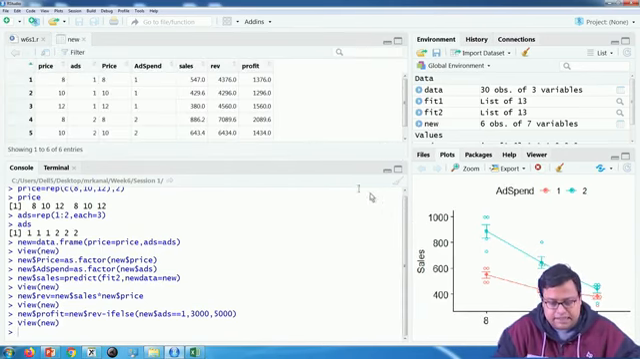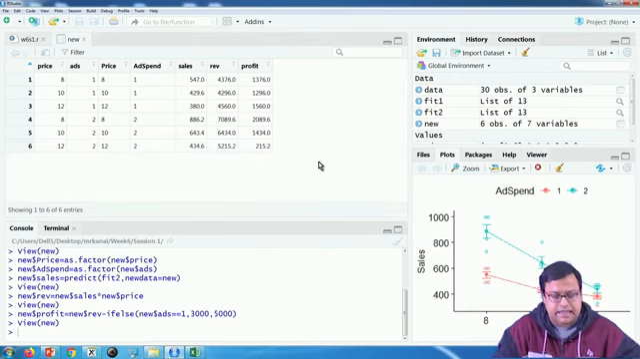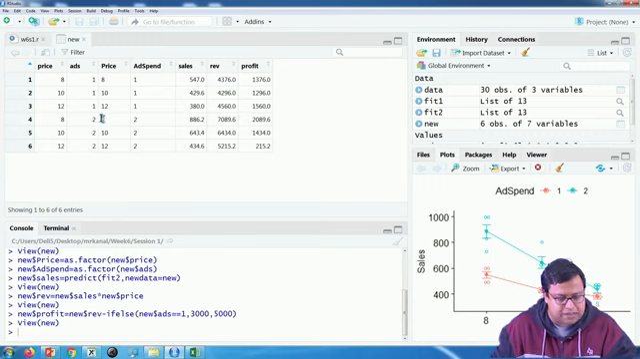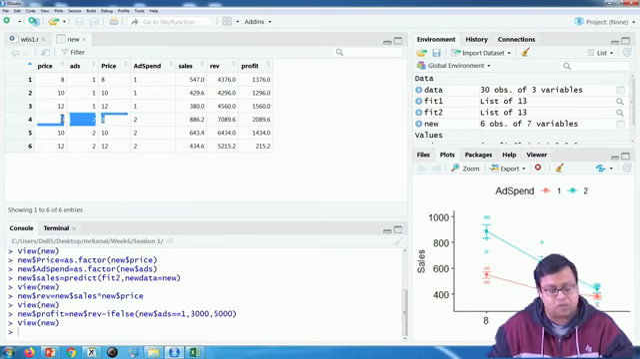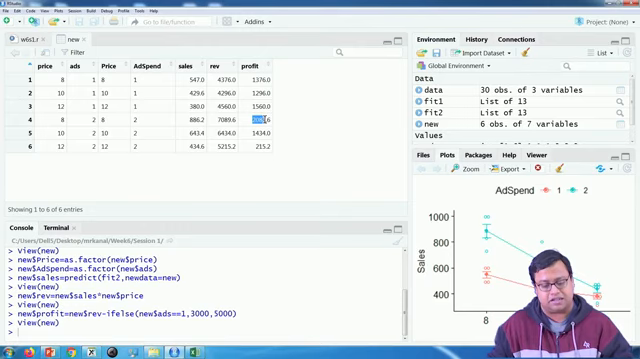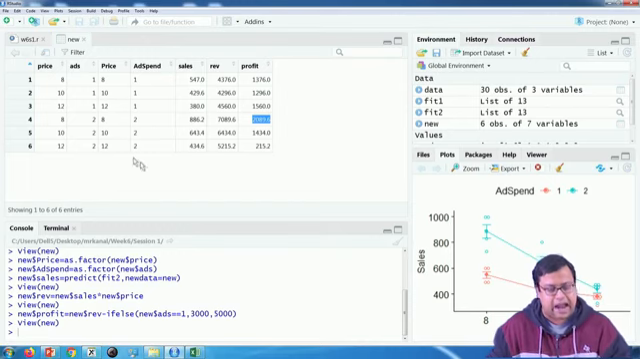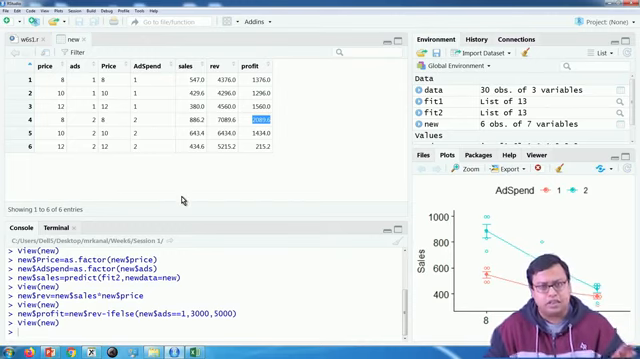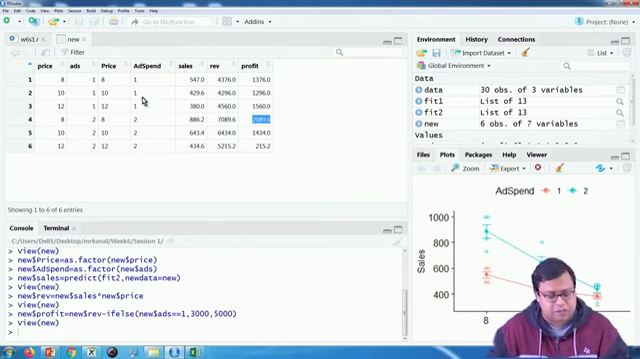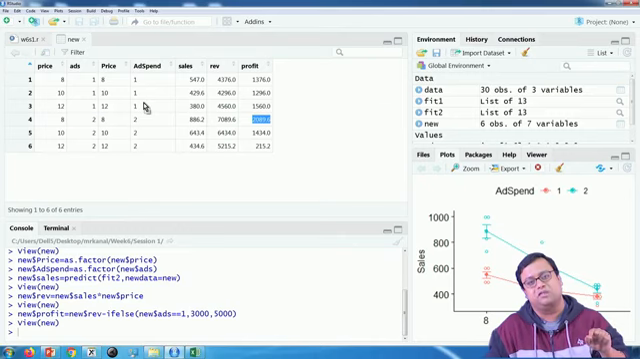Now, if you look carefully at the profit, you will see that the price at 8 rupees with ad spend 2, the one that I said would give me lesser profit, is actually giving me the highest profit. All other combinations are giving me lower profit. Another interesting thing to see is that when the ad spend is 2, the lowest price is giving me the highest profit. But when ad spend is 1, the highest price is giving me the highest profit.